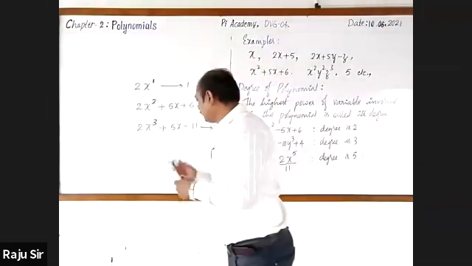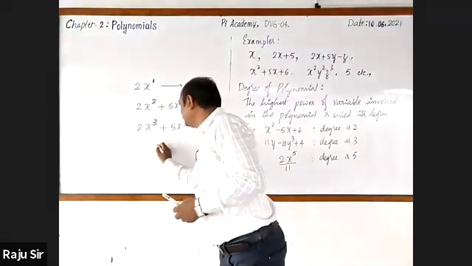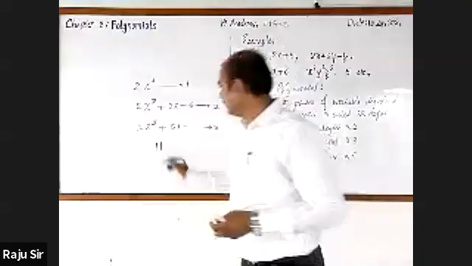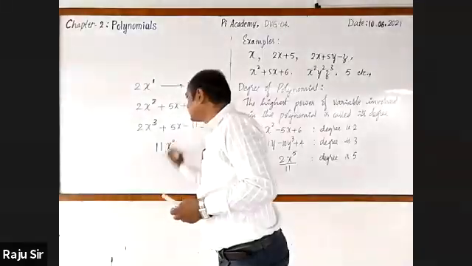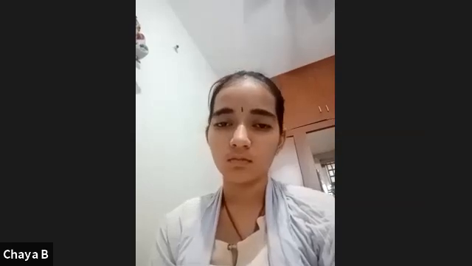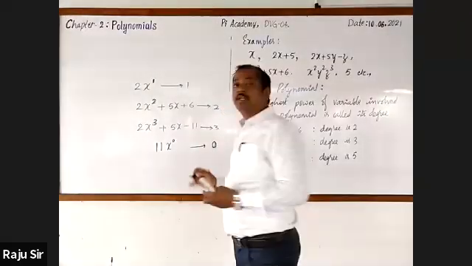Look here, I'll take one more example. It is 11. Then what is its degree? You may believe there is no variable at all, but look here. Just 11 into x raised to the power 0. Power of the variable is 0. Therefore, its degree is 0.